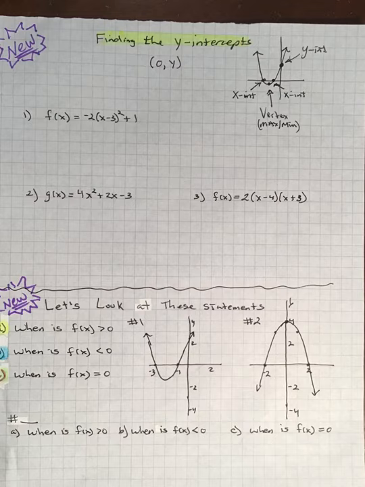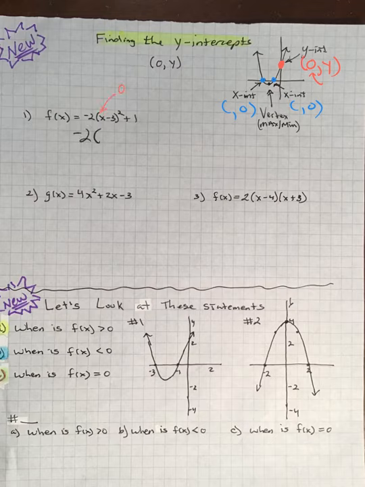You may already know the y-intercept is where it crosses the y-axis and the x value always has to be 0. We should already know that. With the x-intercepts, they're on the x-axis and the y is always 0. Today we're going to focus on the y-intercepts. To find the y-intercepts, wouldn't we just replace x with 0? And what would that give us?